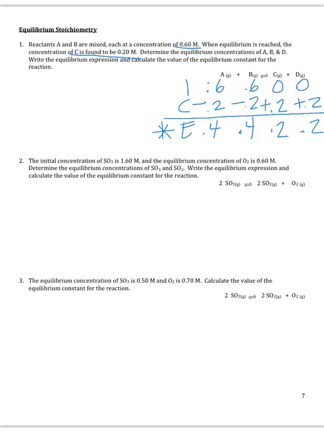So again, reactant concentrations decrease throughout the course of the reaction, and product concentrations will increase throughout the course of the reaction. At equilibrium, none of the concentrations are 0. We're not talking about doing a limiting reactant problem. And now we're ready to calculate our equilibrium constant.